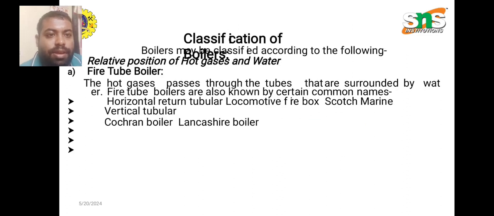Boilers are classified according to the following: relative position of hot gas and water. The first one we are going to discuss is the fire tube boiler. The hot gases pass through the tubes that are surrounded by water. The fire tube boilers are also known by certain common names: horizontal return tubular, locomotive firebox, Scotch marine, vertical tubular, Cochran boiler and Lancashire boiler. These are the various classifications of boilers.